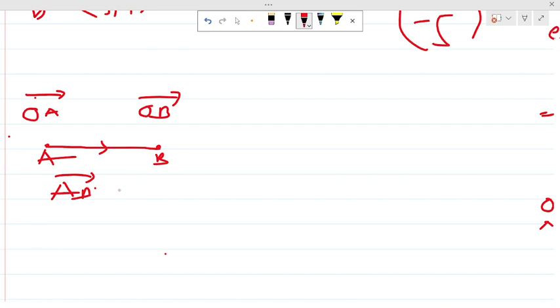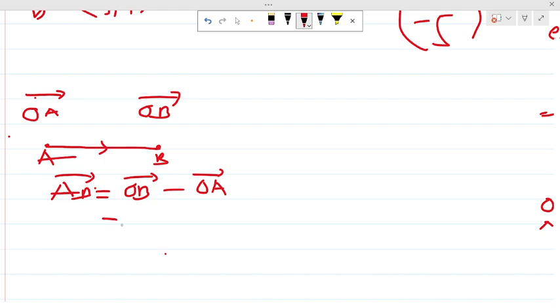Now when we are asked to find this vector, I have a simple trick of finding it. You subtract the beginning from the end. So to find this vector, we say vector OB minus vector OA. This is because we moved from A to B, so we subtract the beginning from the end.